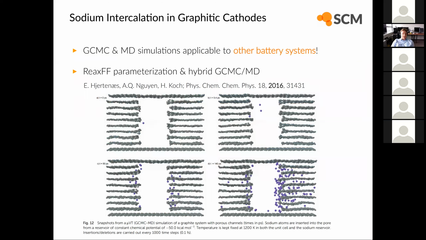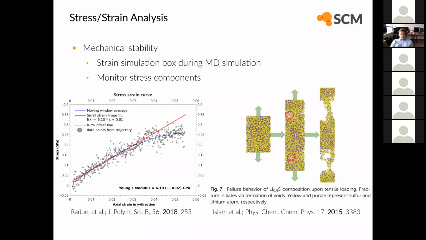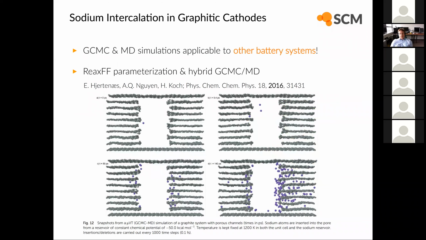Similar things can also be studied for other kinds of batteries. There's just a second study showing intercalation of sodium ions in a graphitic cathode material. Again, one is able to simulate these processes. In that case, this was done with a hybrid grand canonical Monte Carlo molecular dynamics driver in a different study with ReaxFF. And it also leads, obviously, again to this discharge process, as seen before for the sulfur cathode.